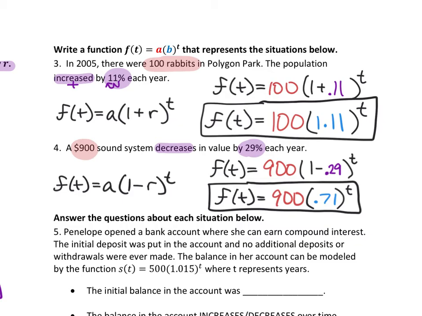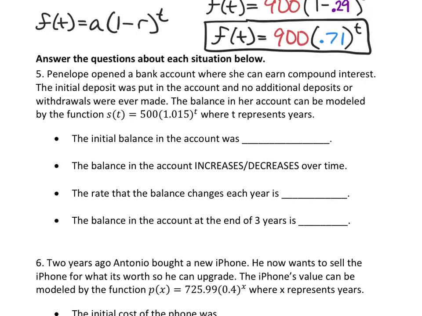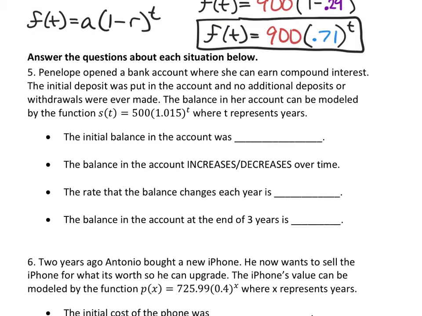Okay, let's make sure we understand a little bit more about the parts of these equations. So this time I'm going to give you the equation and we have to figure out some stuff about the equation. Number 5 says Penelope opened a bank account where she can earn compound interest. This is like a real thing in real life, okay? The initial deposit was put into the account and no additional deposits or withdrawals were ever made. The balance in her account can be modeled by the function S of t equals 500 times 1.015 to the t power, where t represents years. Now, if you notice, this is already in a times b to the t power. So we already know what our a and our b is.